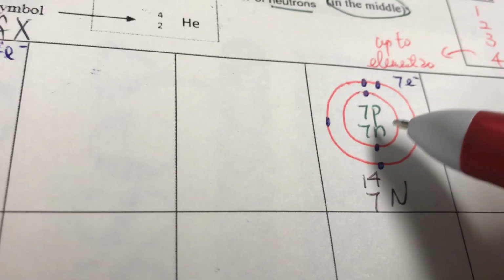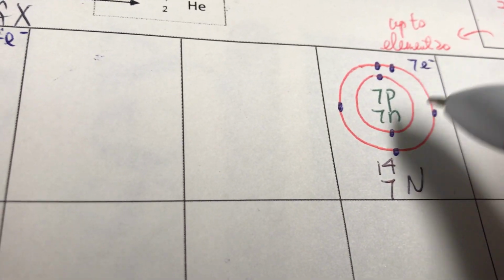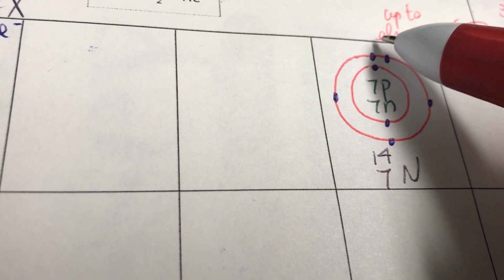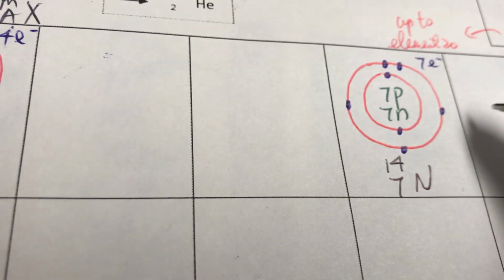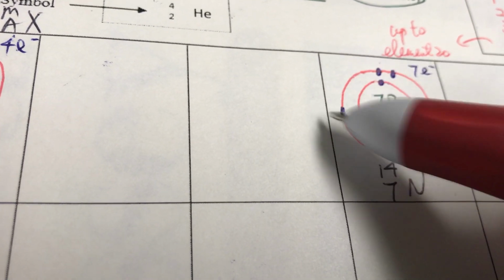Again, the first shell will be 2, second shell will be a maximum of 8. But you need to be careful, you have to do top, bottom, left, right, top, bottom, left, right. And each section will be only maximum 2.